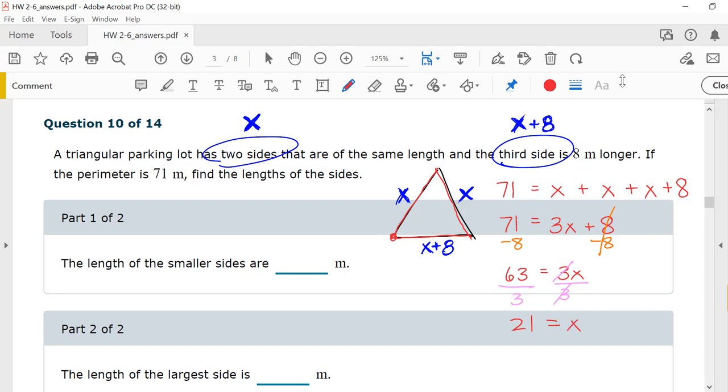Now what was x? X was the side of the triangle that had the sides that were the same. So the length of the smaller sides are 21 meters, because x is 21. Now what is x plus 8 going to be? 21 plus 8 will be 29. The larger side will be 29 meters.